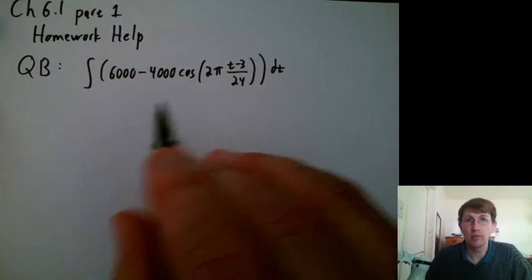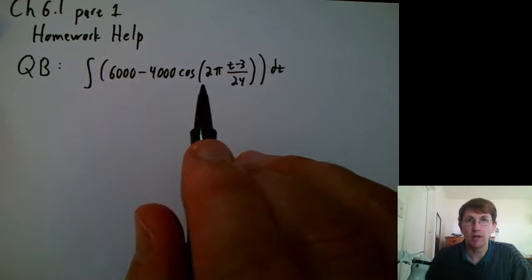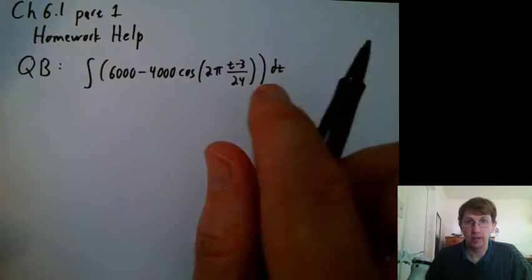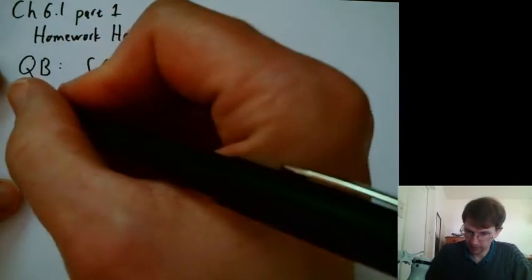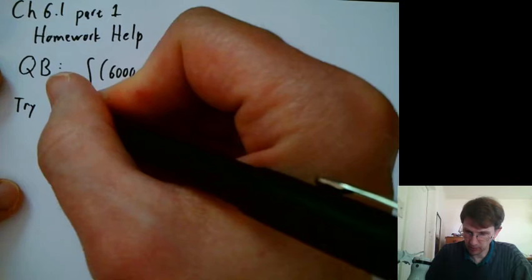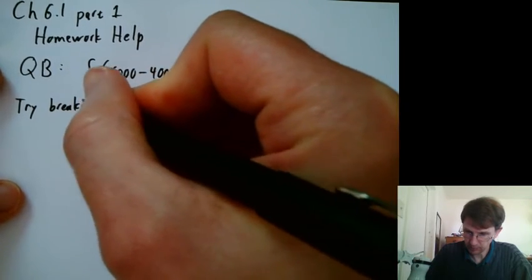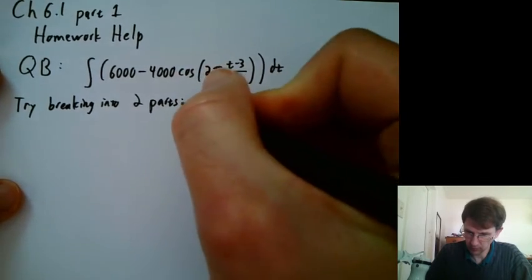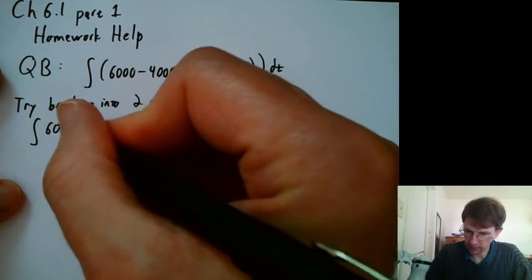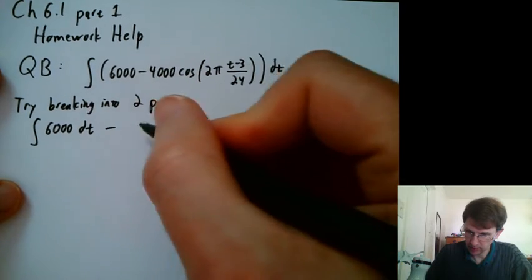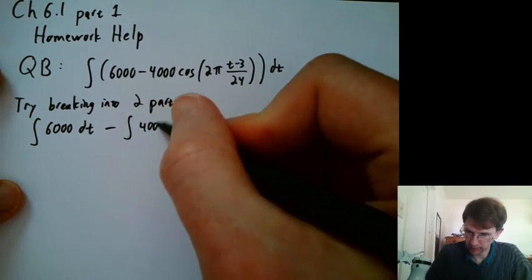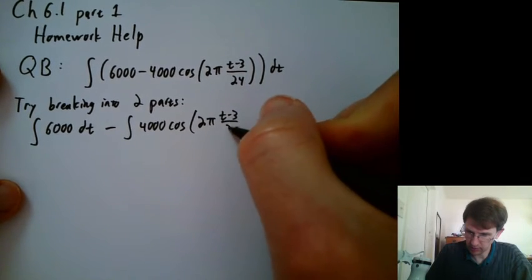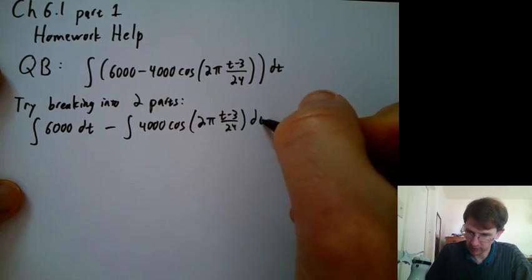There's actually two good ways to do this problem. One is to break it up into two parts and do the two parts separately, and the other one is to not break it into two parts. So let's try breaking it into two parts. So we'll do the integral of 6,000 dt minus the integral of 4,000 cosine of 2 pi times (t minus 3) over 24 dt.